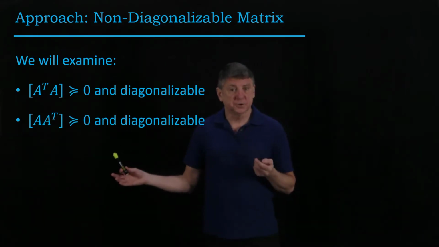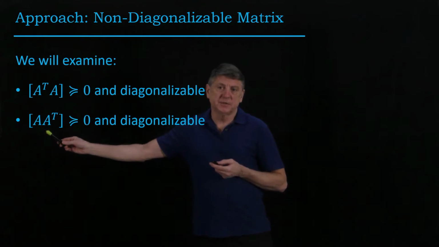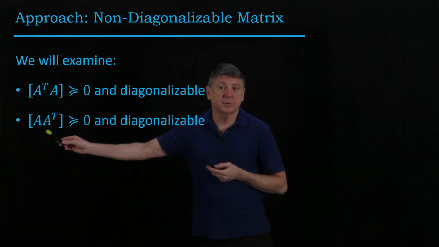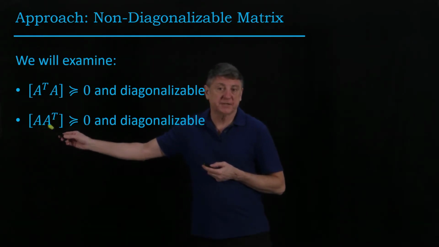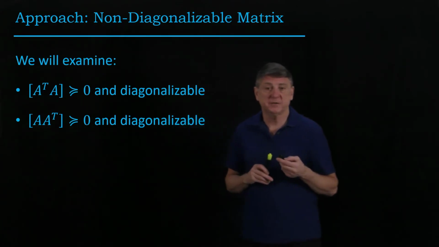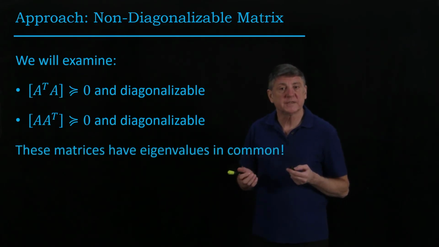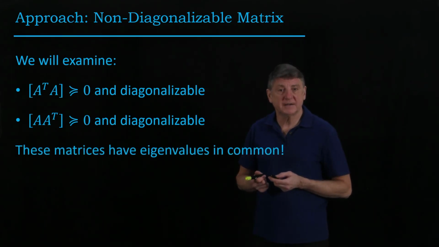What we can understand, although we haven't explored it in any detail, is that if we take the transpose product in the other way, if we multiply the matrix by its transpose, that is also a symmetric positive semi-definite matrix. It's diagonalizable. One of the key insights for us is these matrices have eigenvalues in common.